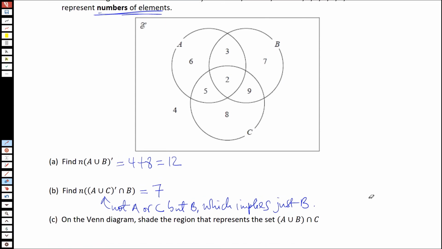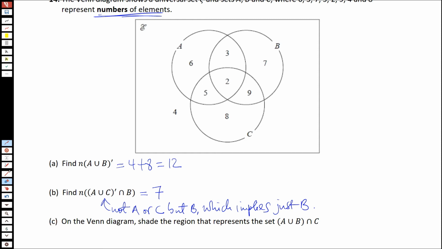And then the last part here on the Venn diagram, shade the region that represents A or B, and C. So A or B is that, and C. So basically we want the region that intersects these two here, A or B and C. And that region will be this one here.